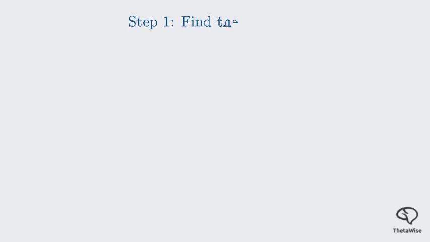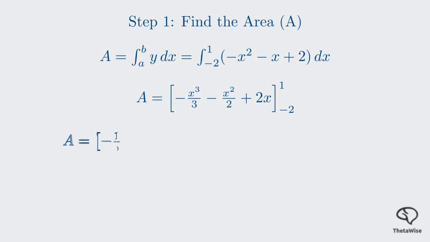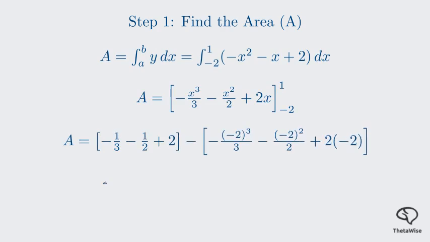Step 1. Find the area A. A equals the integral of y dx. Since our strip goes from y equals 0 to the curve, our y value is the function itself. The limits of integration are the x-intercepts, from 2 to 1. So we integrate the function from 2 to 1. Integrating term by term, we get negative x cubed over 3 minus x squared over 2 plus 2x. Now we evaluate this from 1 to 2.